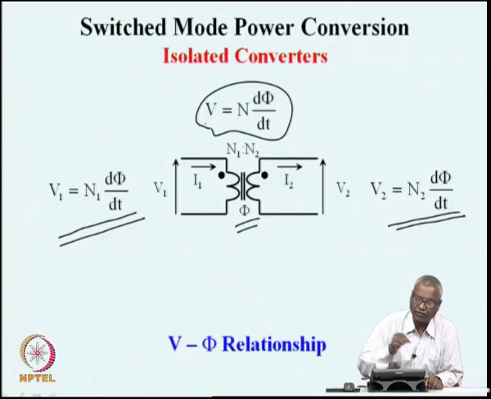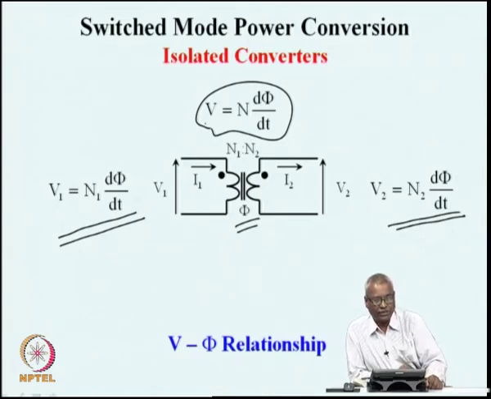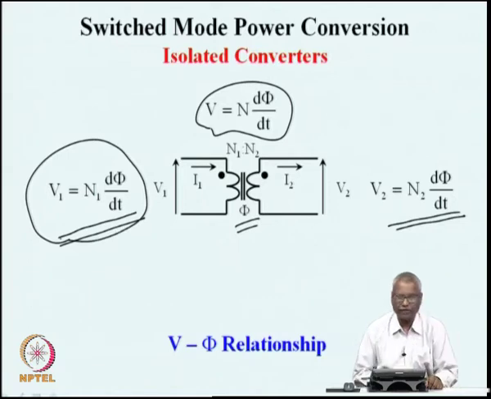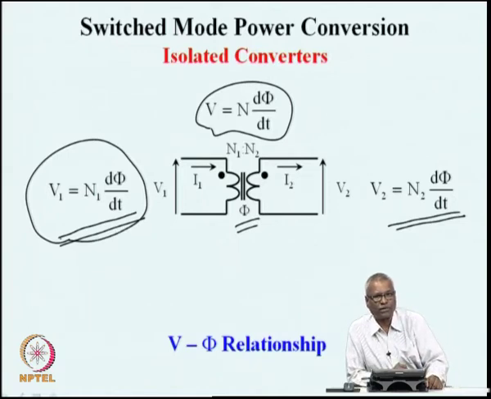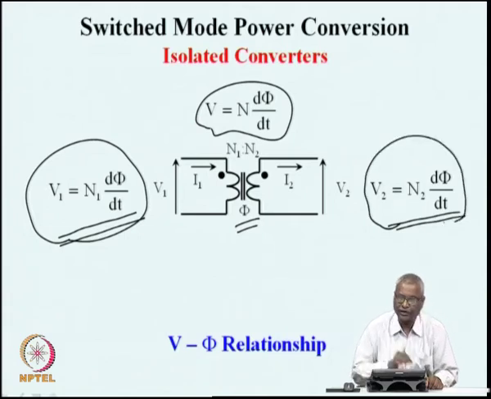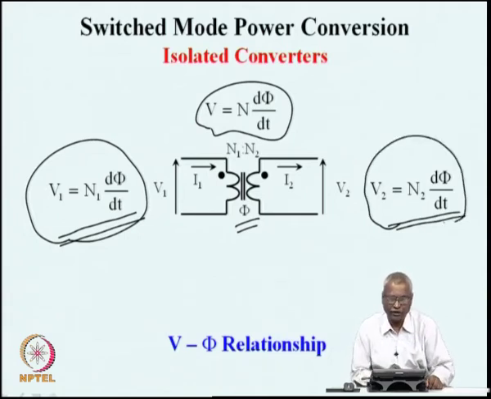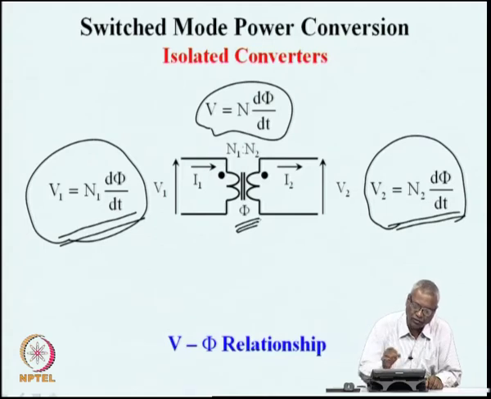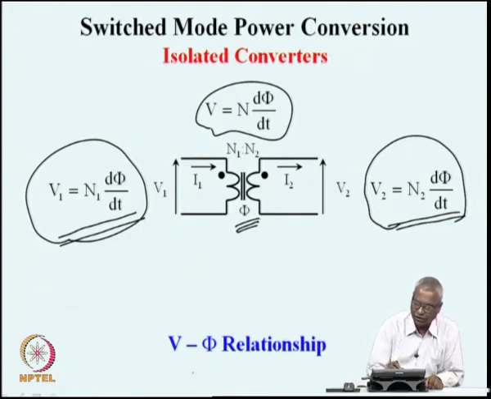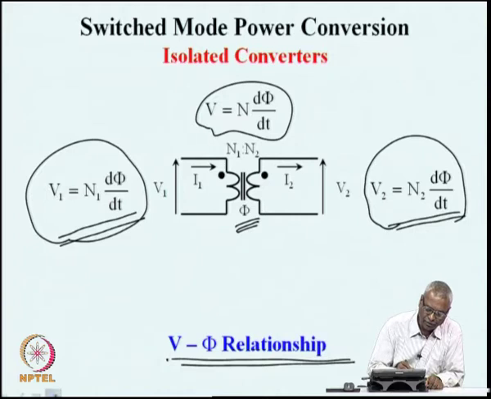V is N d phi by dt. When applied to this case, on the primary side, V1 is N1 d phi by dt, and flux is common for both primary and secondary. On the secondary side, V2 is N2 d phi by dt, phi being the common linking flux between the primary and the secondary. This relationship is the voltage to flux relationship.